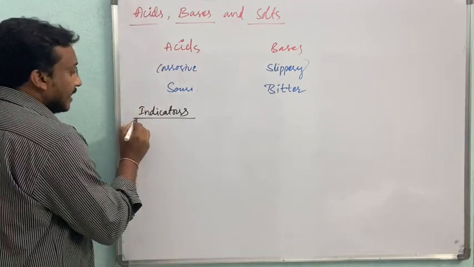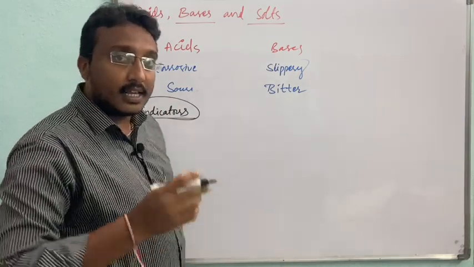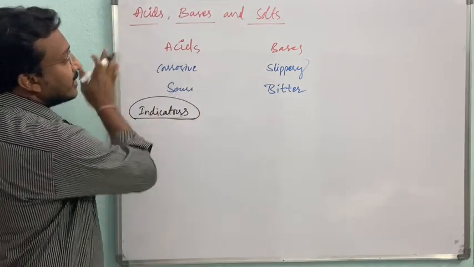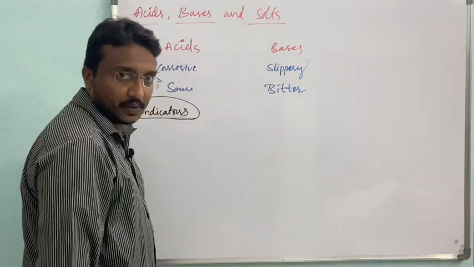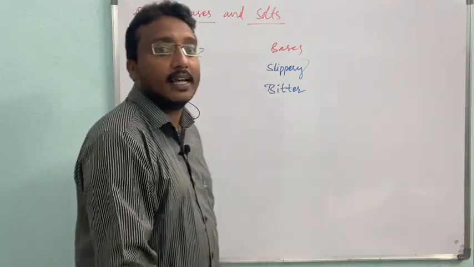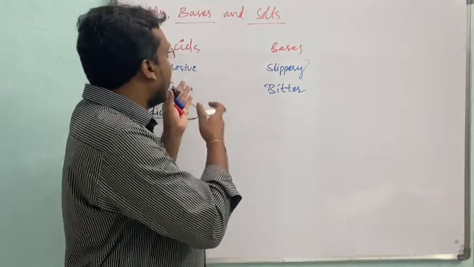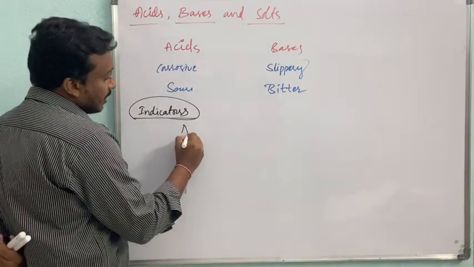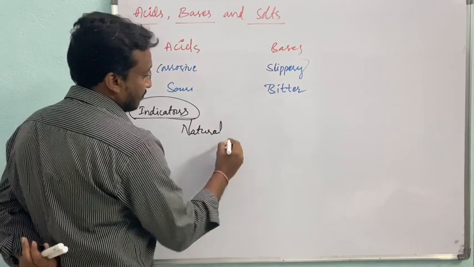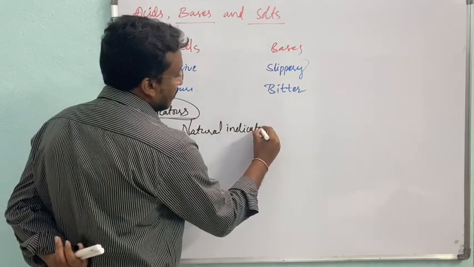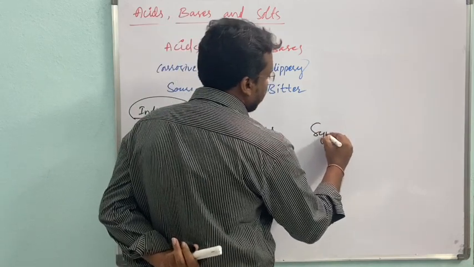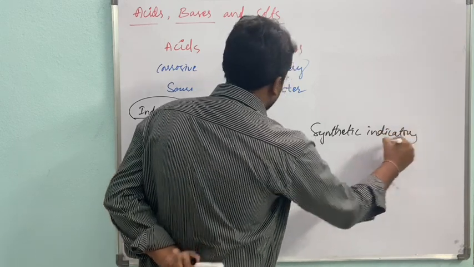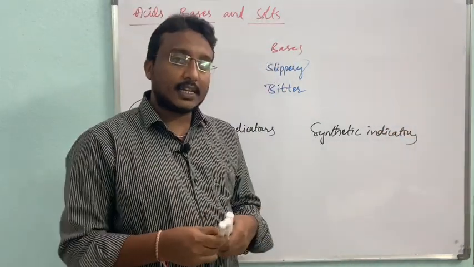Sir, what are indicators? Indicators are the substances which help us to test whether the given material is acidic or basic in nature. Here indicators are classified into two types: natural indicators and synthetic indicators.